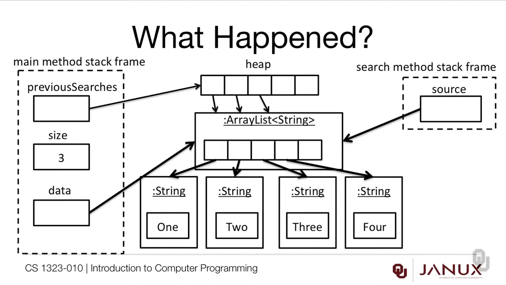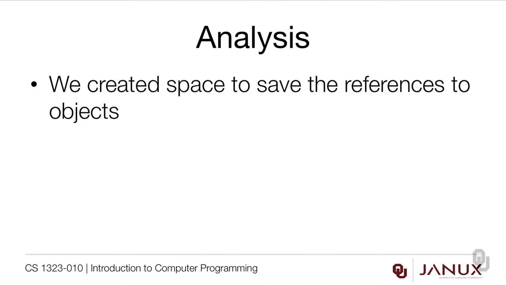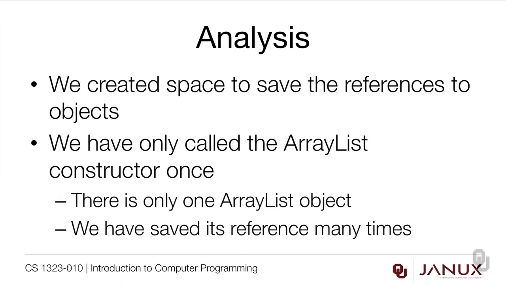But in essence, what happened is even though we were returning a reference, because we didn't create a new object, all of our array lists are the same object. And when we remove everything, it's gone from everything. We created space to save the references to the objects, but we've only called an array list constructor once. That means there's only one array list object. And what we've done is we've saved its reference many times. This is a very typical mistake to make.